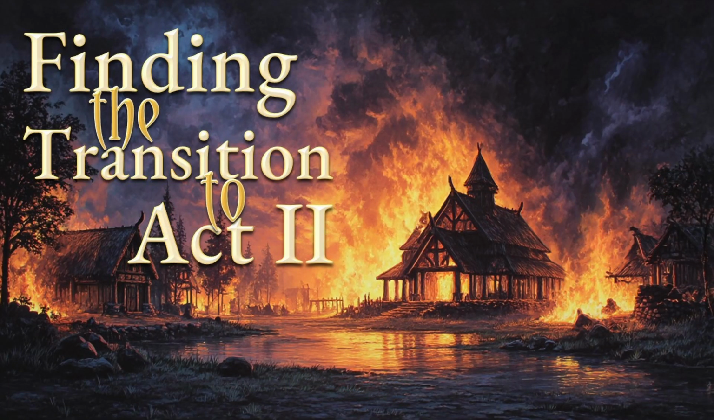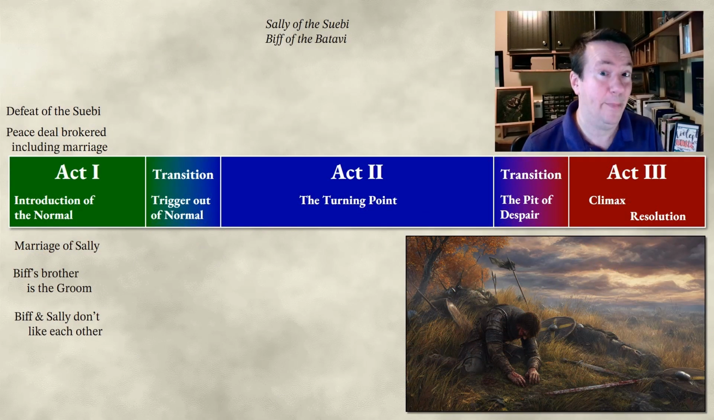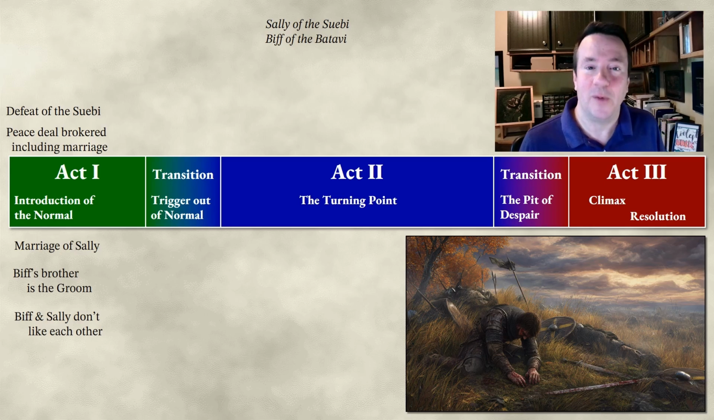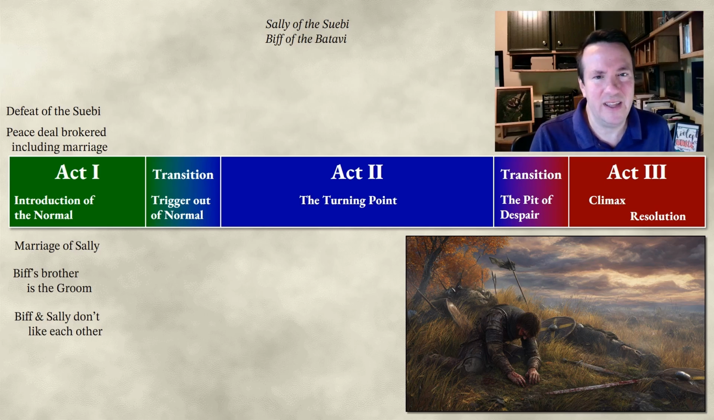Okay, so let's turn to the root of the Biff idea, the battle where he's left for dead. Since the point of this inspiration to me is what happens next, this can't be the climax of the book. Theoretically, it could be the very first scene, but I don't think that's such a good idea either.